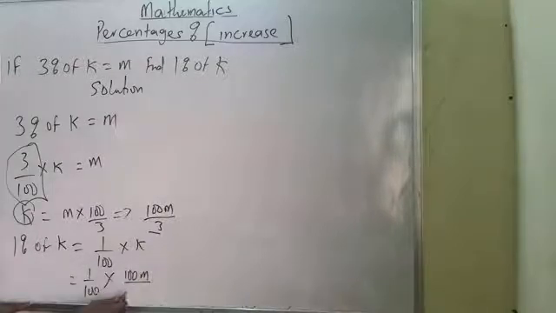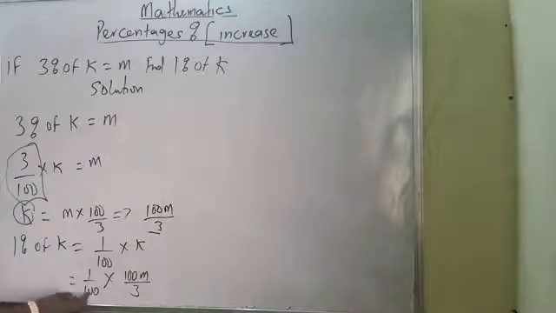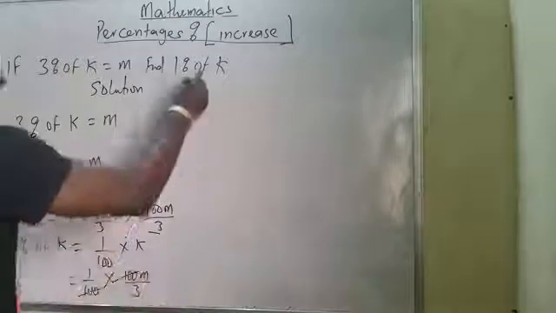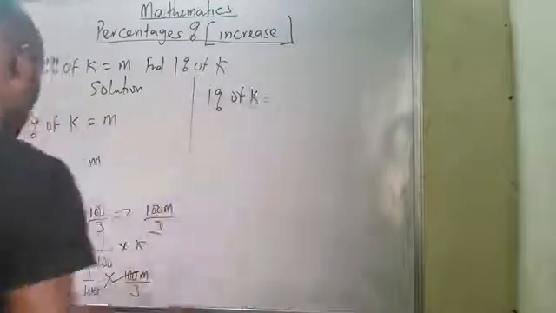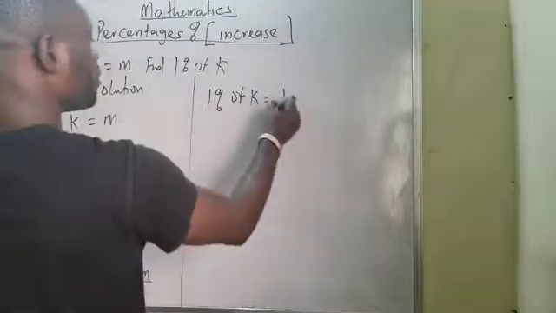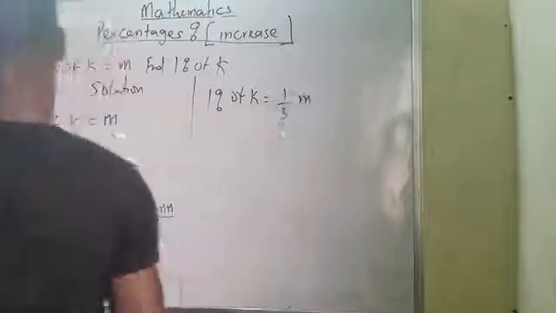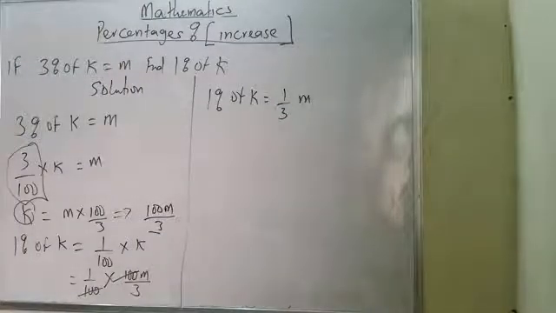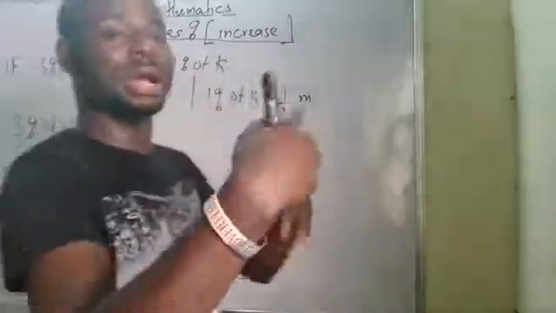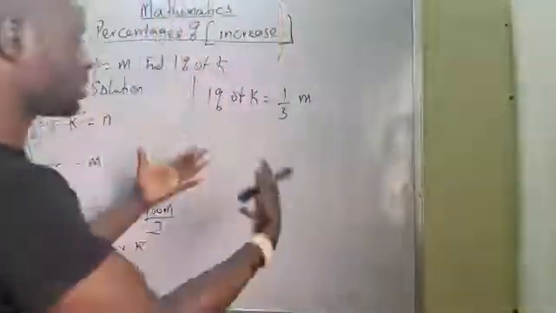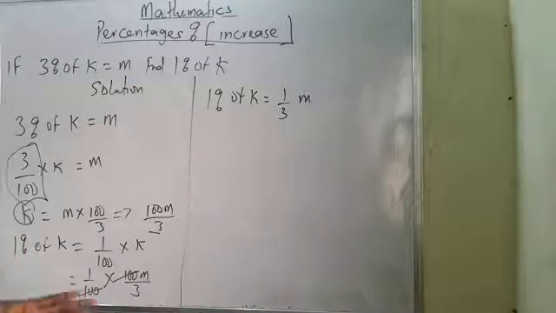Please, this can be in your exam, you can meet it somewhere. Take note of that. It means 100 will cancel 100. Now, it means 1% of K will be equal to M all over 3. That is the interpretation. Can you see? This can come in the form of a word problem. When you see something like this, just calm down, cool down your mind, and it will surely be fine.